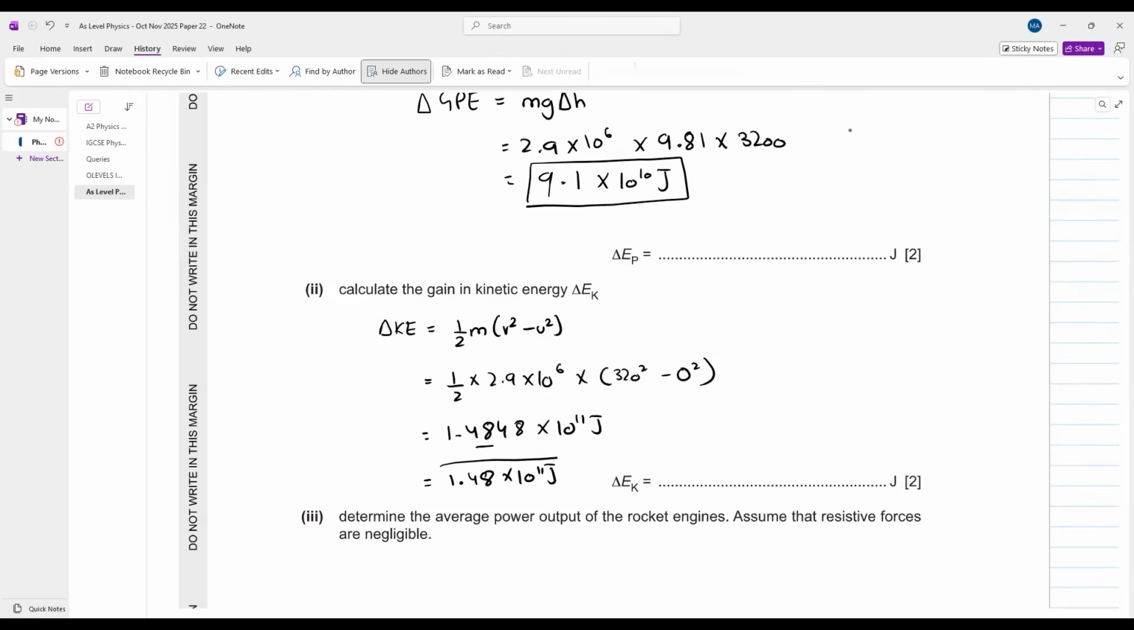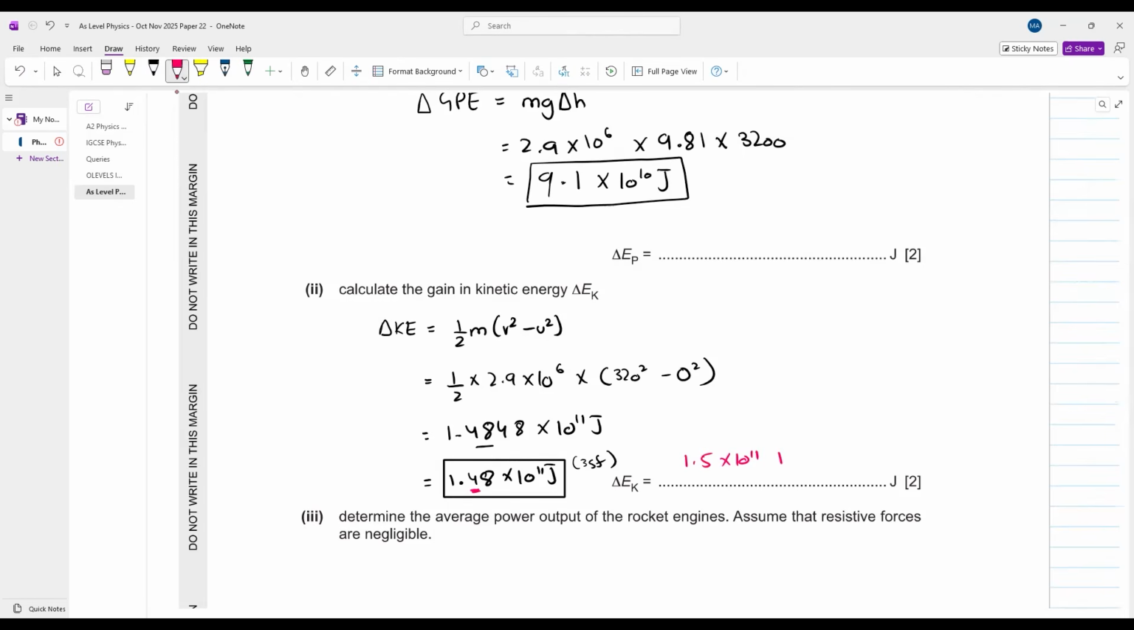Beta, either you can give your answer till two significant figures or you can give your answer till three significant figures. I have given my answer till three significant figures, but if you want to give your answer till two significant figures, you will only limit your answer up till the first decimal point. 1.5 into 10 to the power of 11 joules is also perfectly correct. बेटा अगर आप 1.5 10 is the power of 11 joules लिखते हो, that is also perfectly correct. Either you can write your answer till two significant figures or three significant figures, it doesn't matter in the examination.